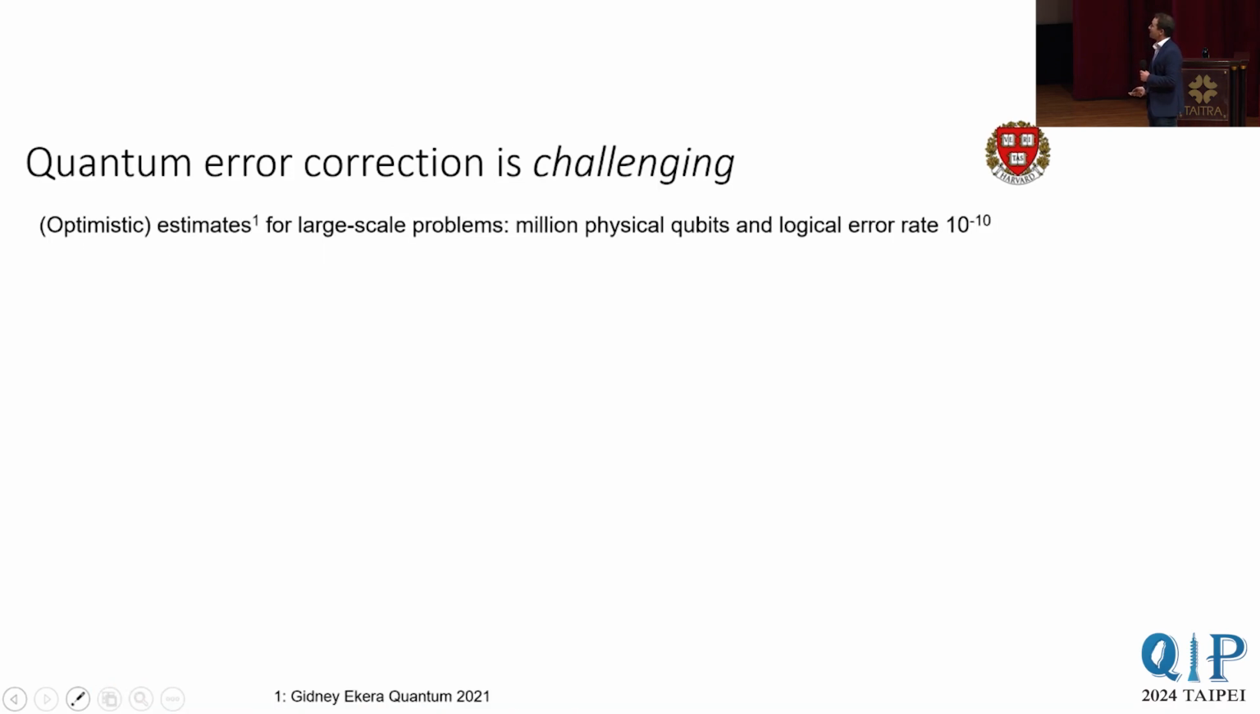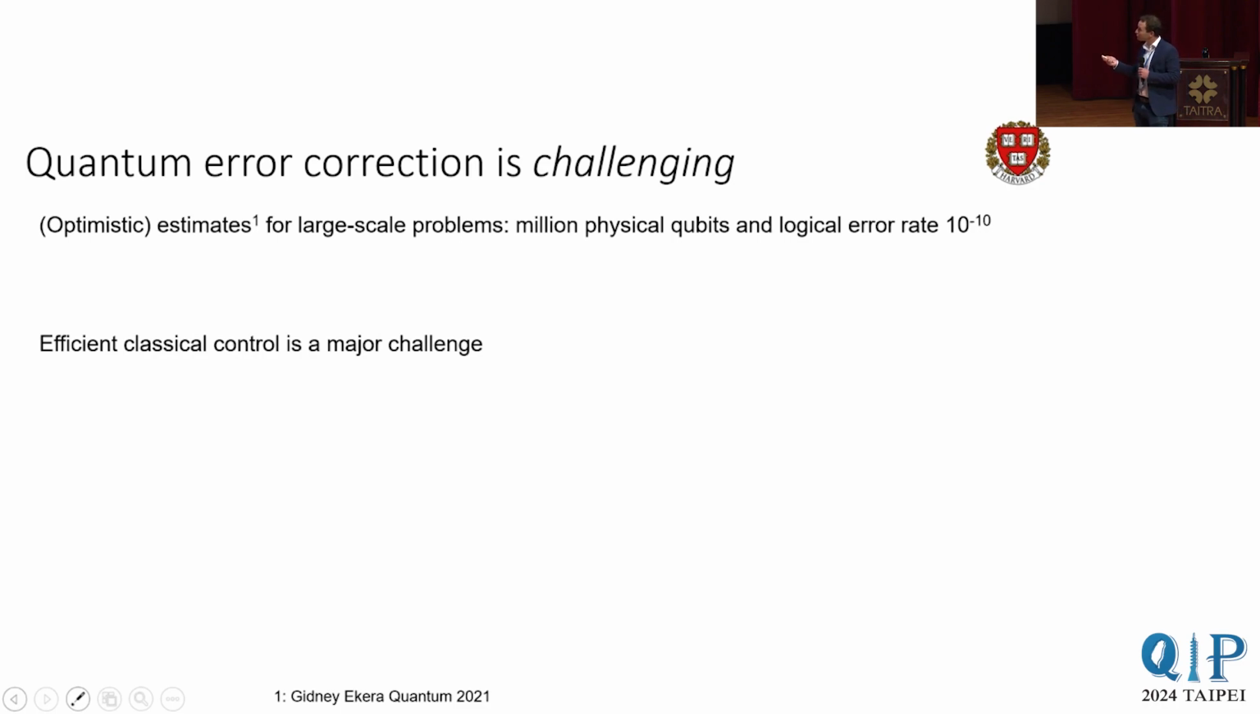And one big obstacle there is that quantum error correction is quite challenging. The optimistic estimates of what we would require for doing large-scale processing is something on the scale of millions of physical qubits in order to get down to large numbers of logical qubits operating at a 10 to the minus 10 logical error rate. And that's a lot of qubits.